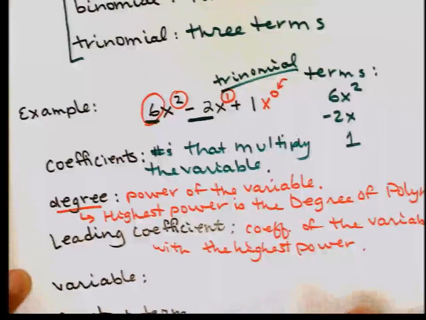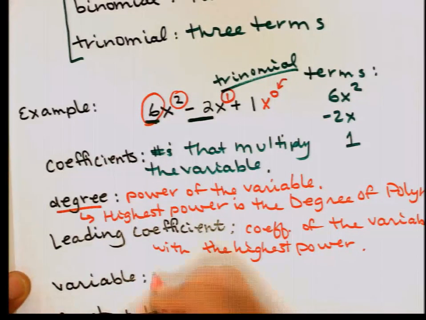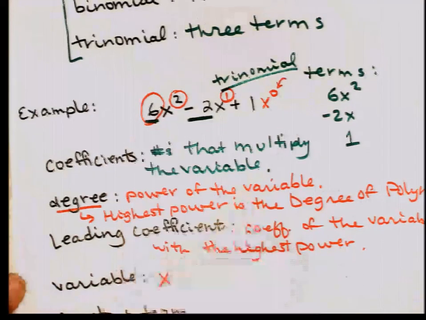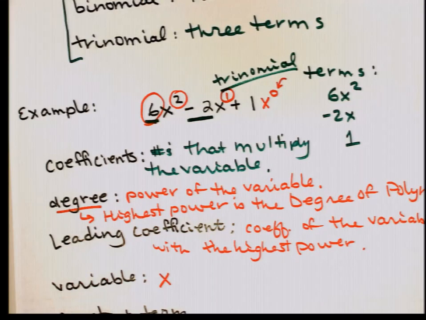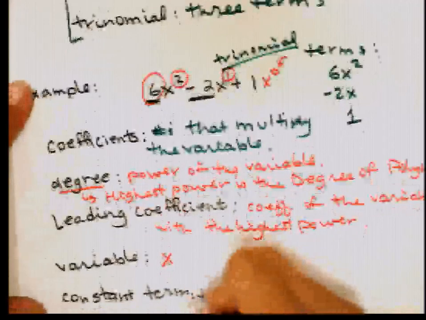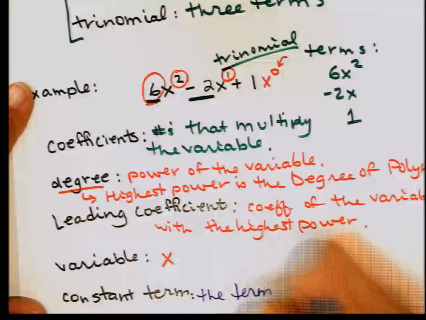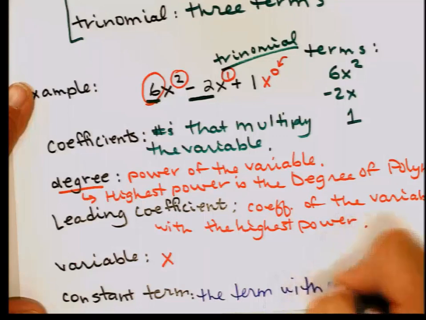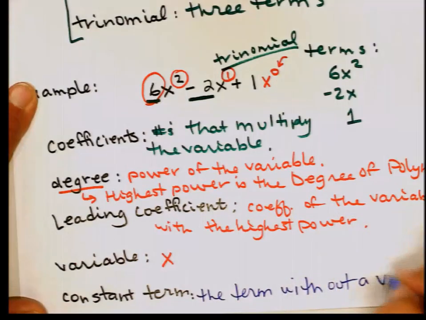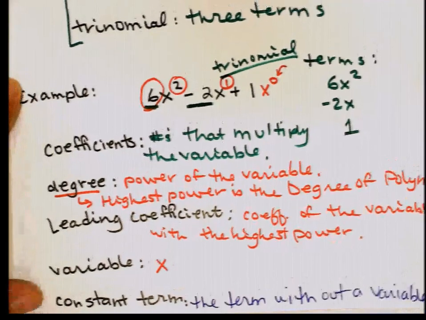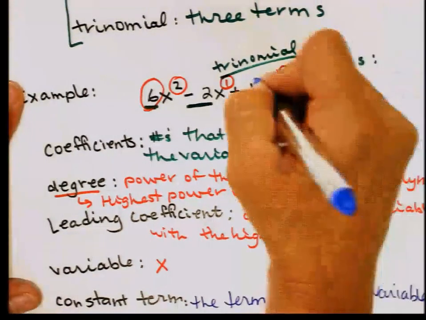Okay. The variable, right, is the letter. Who's the letter in this one? X. Right? X's are the variables that we have. And then lastly, the constant term. The constant term is the term that doesn't have any variables on it. Okay, the term without a variable. So for this particular one, the constant term is 1.